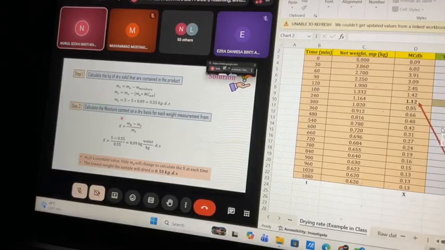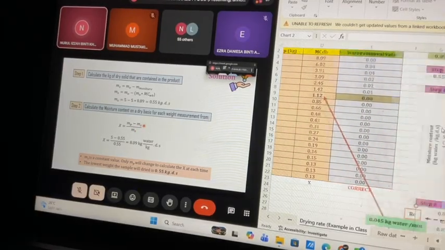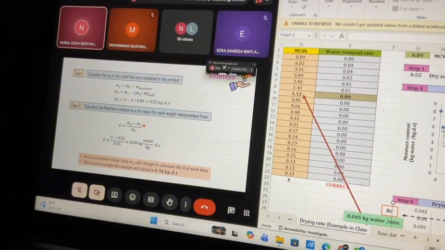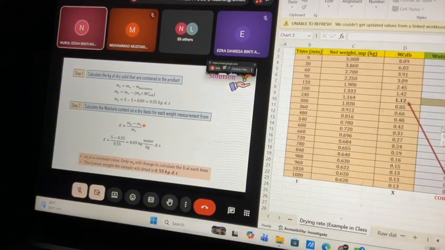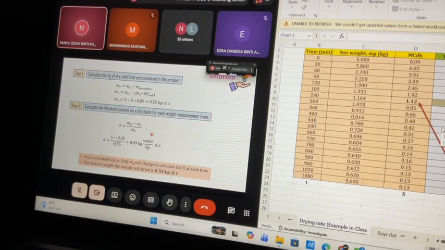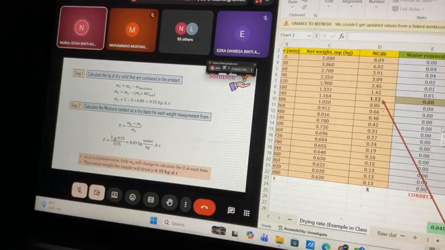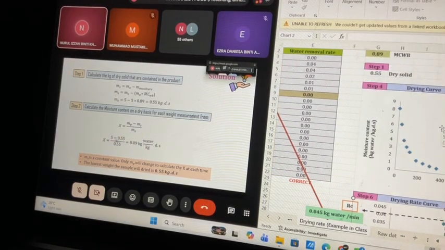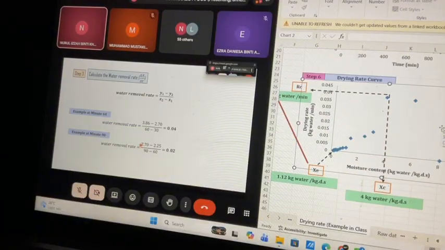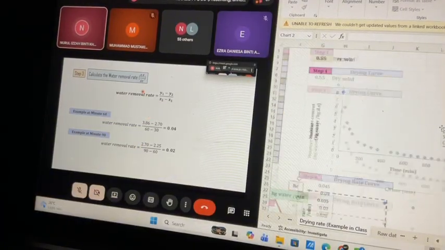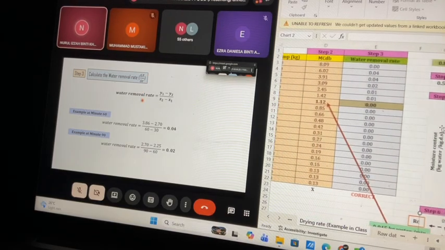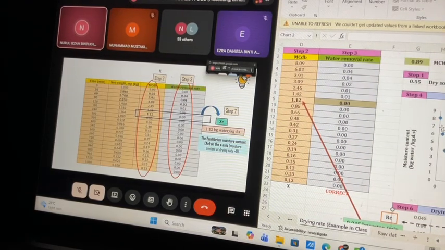So this formula is what we are going to use to calculate the moisture content dry basis for each time. Then, with the moisture content removal divided by the time, you can calculate the water removal rate, delta X over delta T, which is step 3 here.